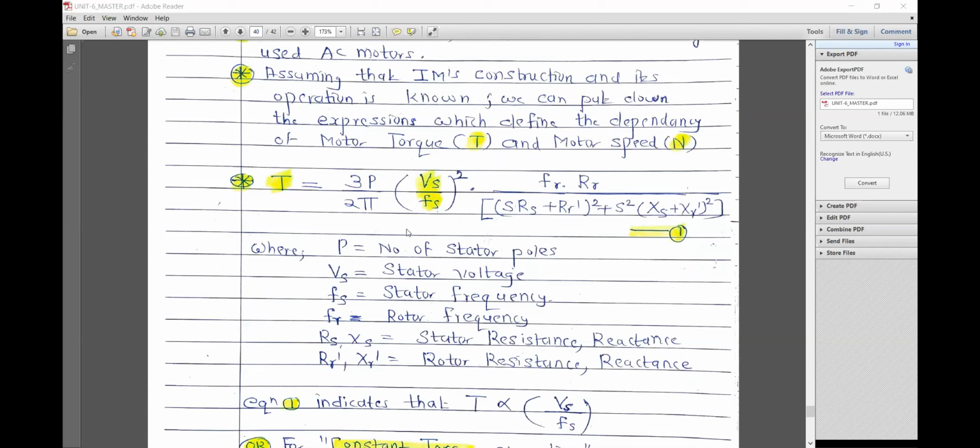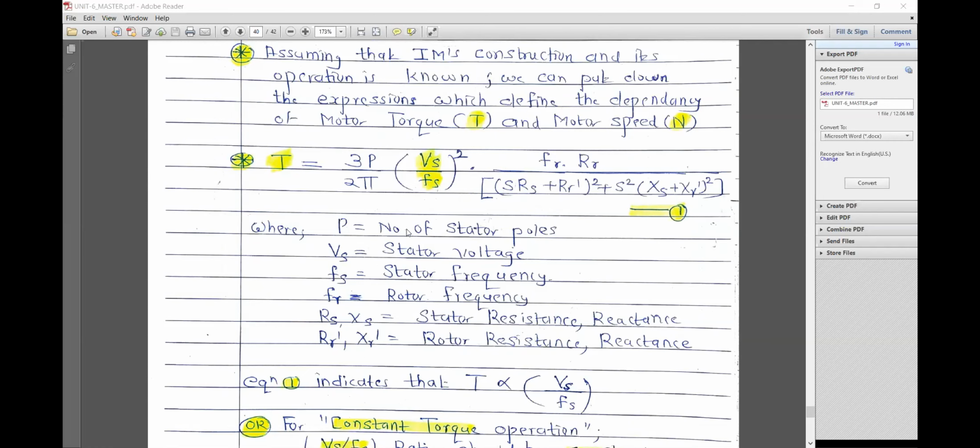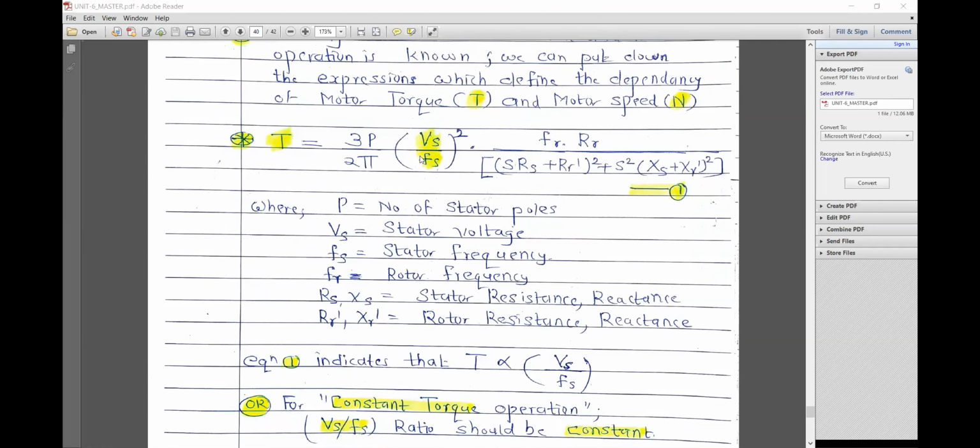P is the number of stator poles. Vs is the stator voltage, Fs is the stator frequency, and Fr, Rr, Xr are quantities related to the rotor. So Vs, Fs, Rs, Xs are stator voltage, stator frequency, stator resistance, and stator reactance, and Rr, Fr, and Xr are rotor resistance, rotor frequency, and rotor reactance respectively. Is it clear?